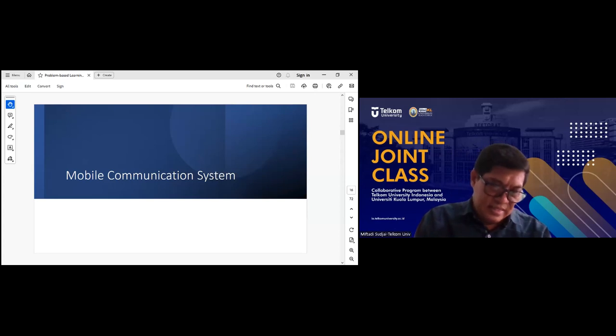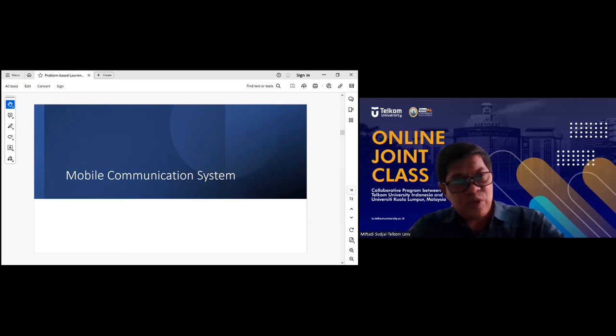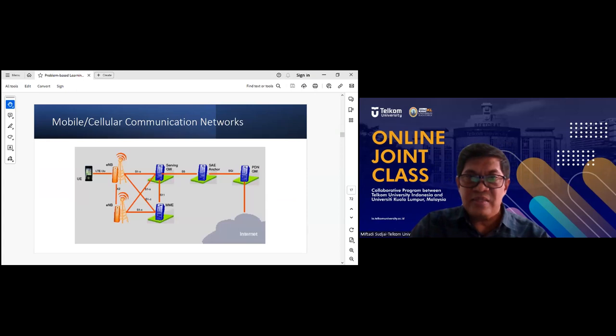Now, after talking about satellite communication and telemedicine, I will focus on mobile communication, which I think we are all users of. Basically, the mobile cellular communication network consists of what we call the eNode B, this kind of radio access network. And this is the user equipment, our handphone or our laptop, that is connected to a cellular network. And this one, the blue one, is what we call the core network.